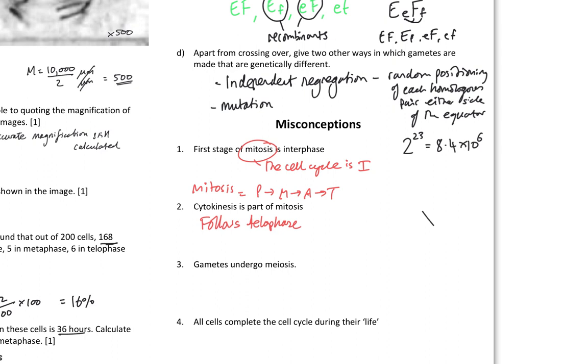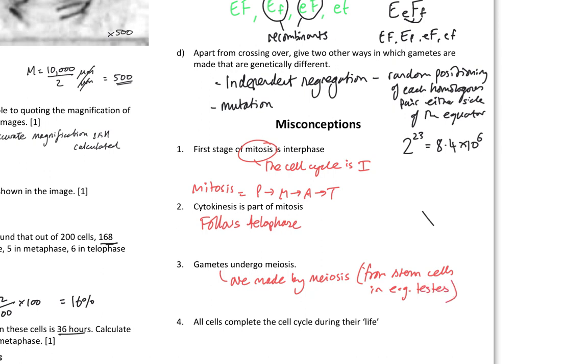So yeah, when it starts and ends is a bit grey. Gametes undergo meiosis. Yeah, a really common one, that sperm cells undergo meiosis. No, gametes are made by meiosis. This is from stem cells in e.g. the testes. So yeah, be careful there.